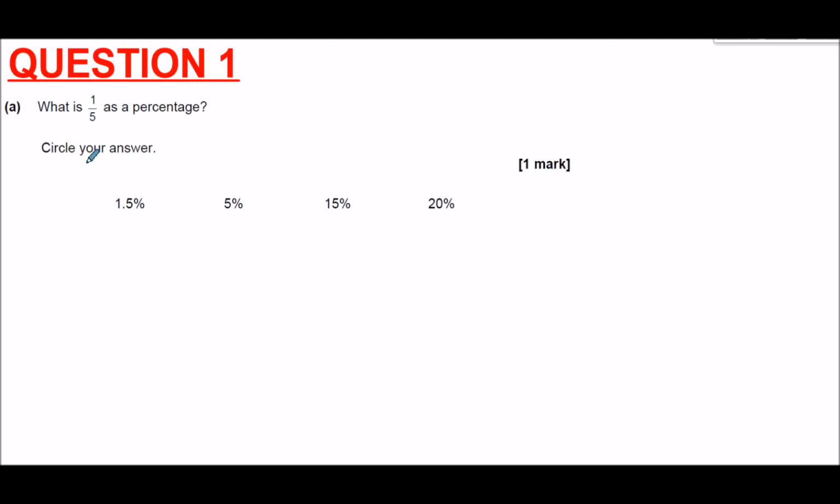So this one is asking for 1/5 as a percentage. So circle our answer. One thing we need to realise is percentage means out of 100. So we can change from a fraction to a percentage by multiplying it by 100. I'll show you a different way in a second. So what we could do is 1/5 and multiply that by 100.